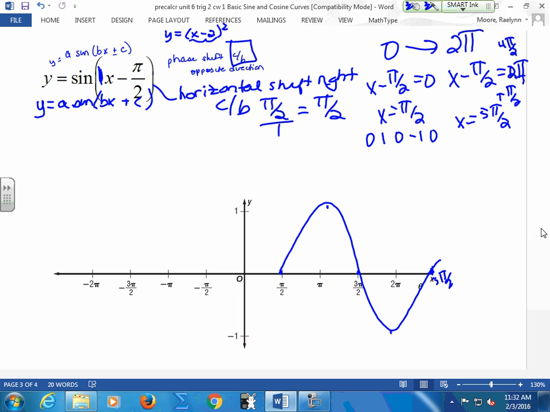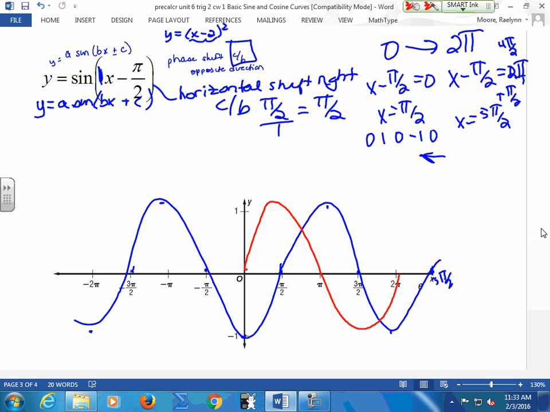There's my first complete cycle. So I gotta fill in the rest of this. All I gotta do is go backwards. Every pi over 2, negative 1, 0, 1, 0, negative 1. So my original sine curve started over here and went like this. See my shift? Look, isn't it 90 degrees to the right? Didn't I take that and shift it 90 degrees to the right? That's just a basic phase shift.